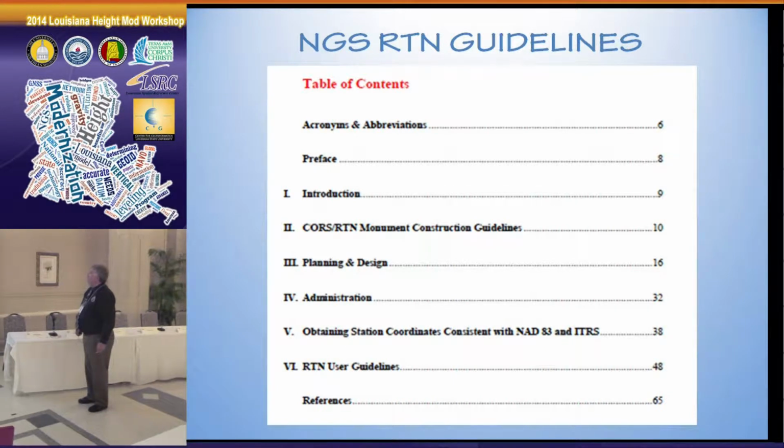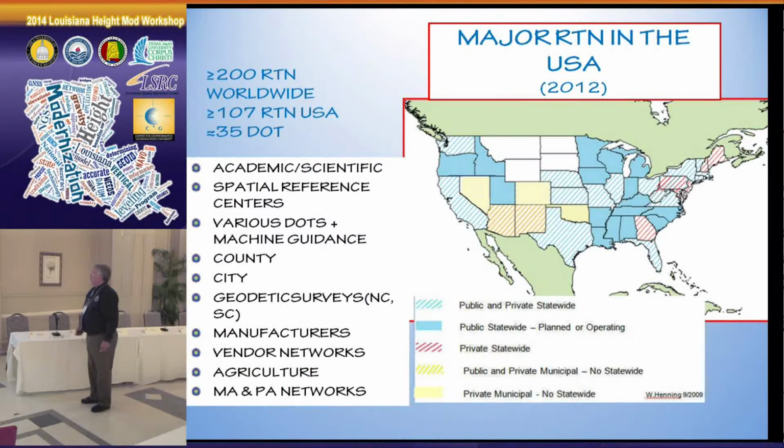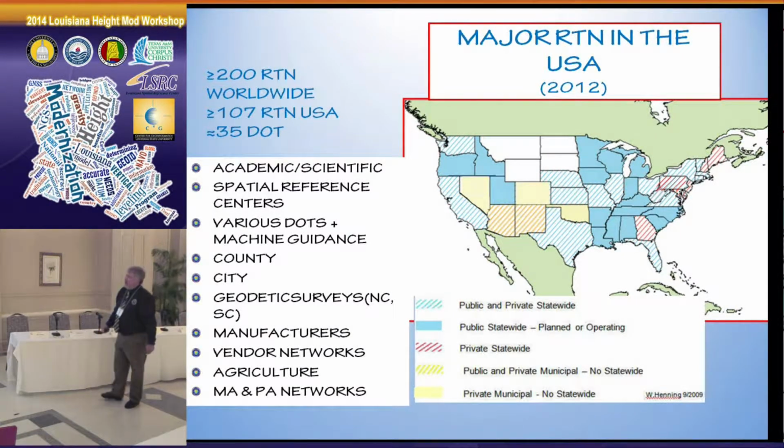Here's the guidelines. I would say that Dr. Snay's chapter on obtaining coordinates is an important chapter. Roughly about 107 stations, real-time networks in the country. When Dr. Neil Weston asked me to do this, it was about 5 years ago. So I don't know how many there are now, but a lot of public networks and a lot of private networks.